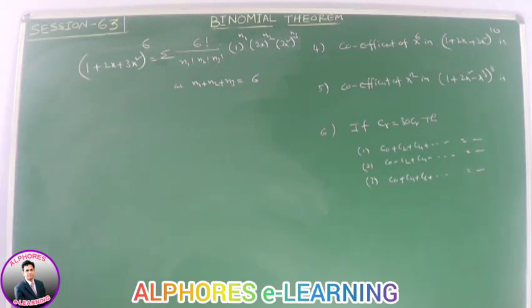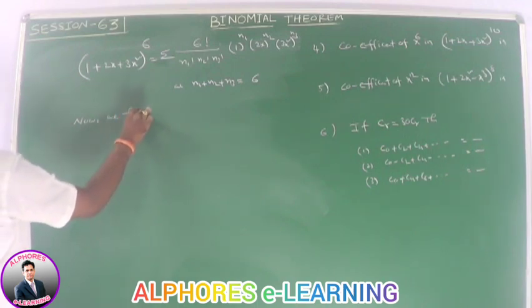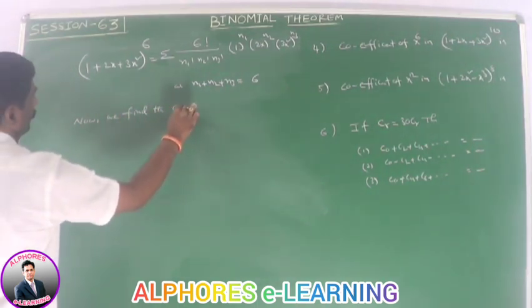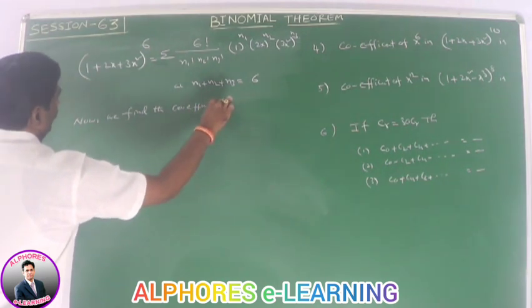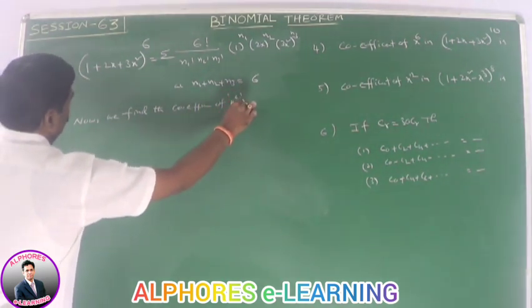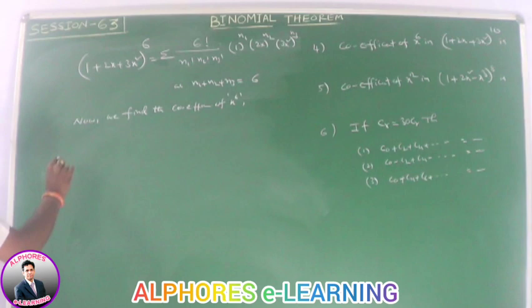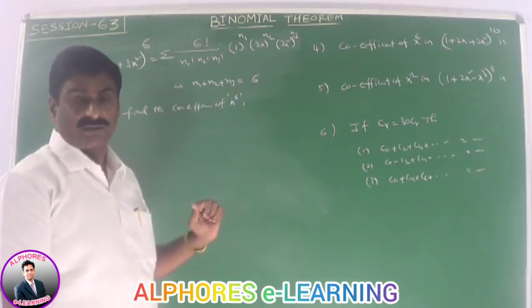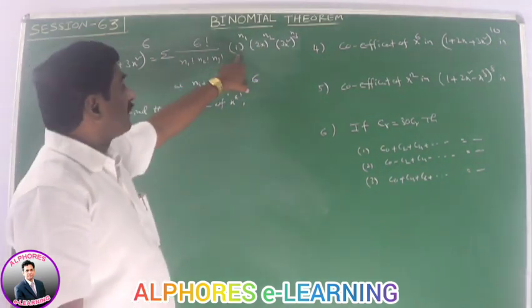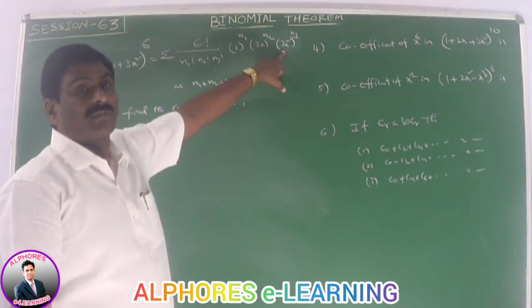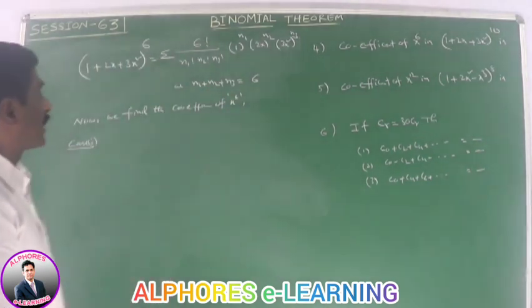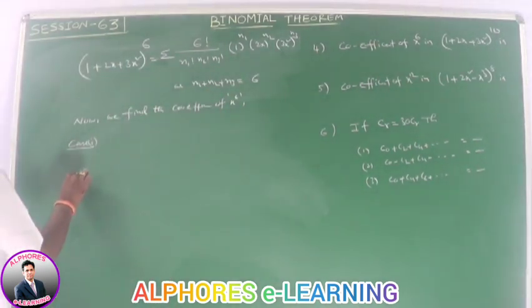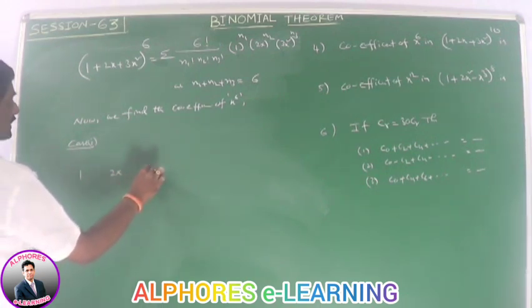Now we find the coefficient of x power 6. Okay. What are the possible cases? Please observe this value. Now we find the possible cases. Here n1 plus n2 plus n3 must be 6, and at the same time we get the term x power 6. When is it possible? Here the bases are 1, 2x, next 3x².